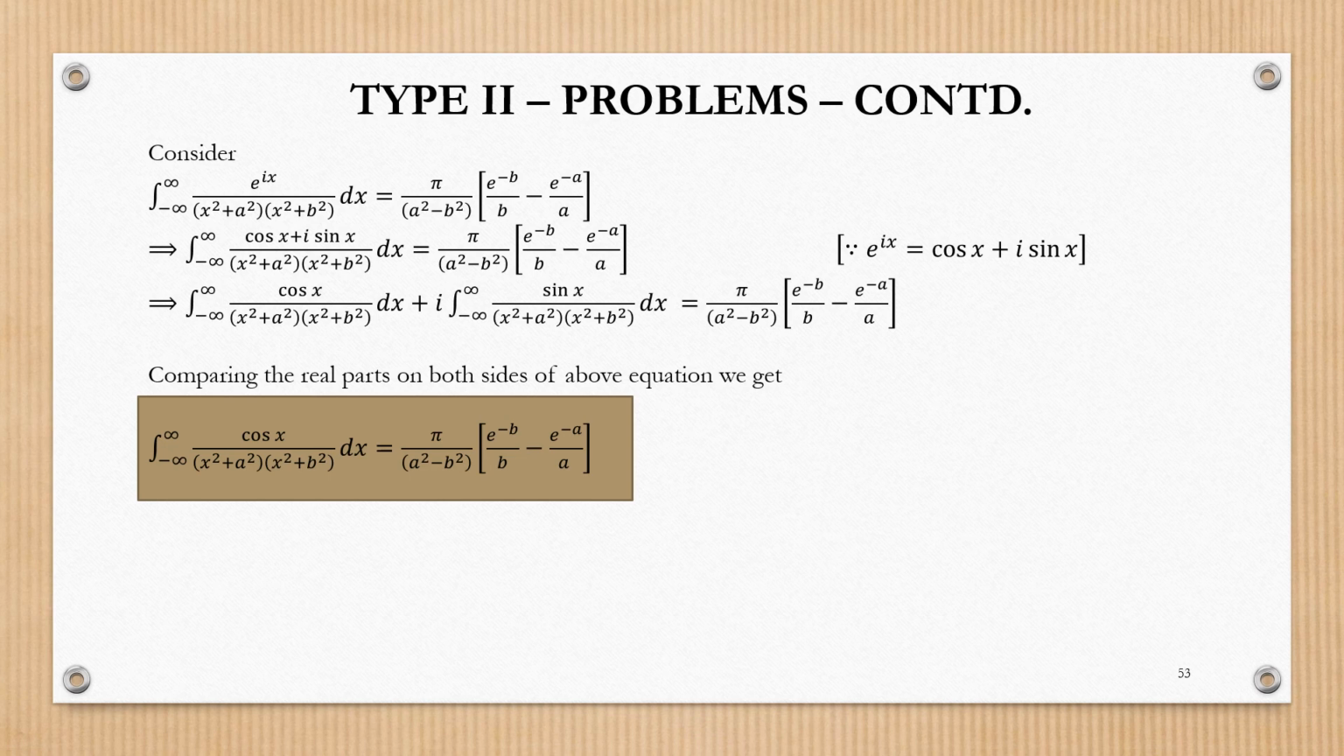Please remember that the real part on the left hand side is the integral from minus infinity to infinity of cos x by (x square plus a square)(x square plus b square) dx. And on the right hand side, the entire value is the real part because it does not have an i at all, and that on comparison gives you the final answer.